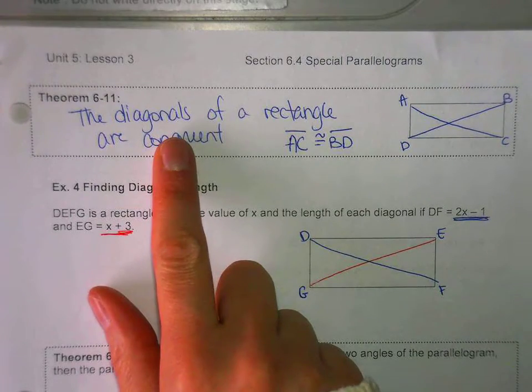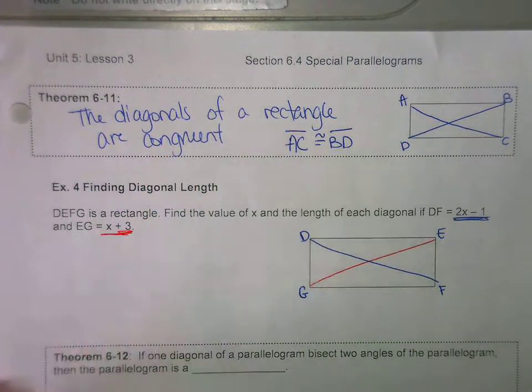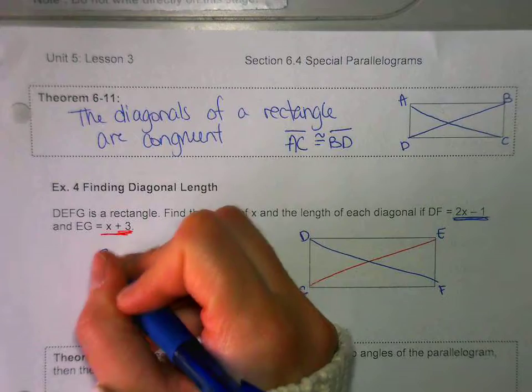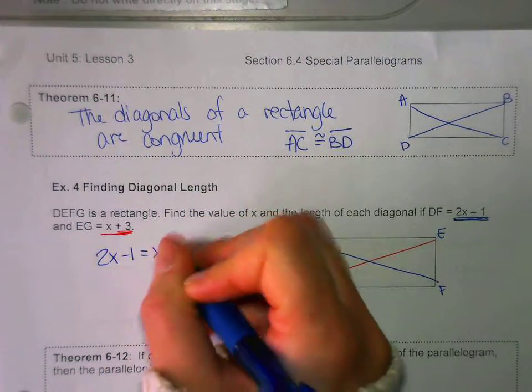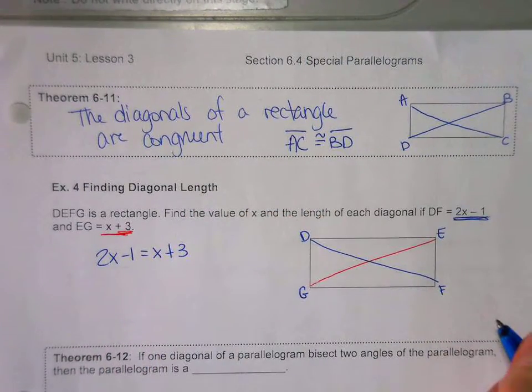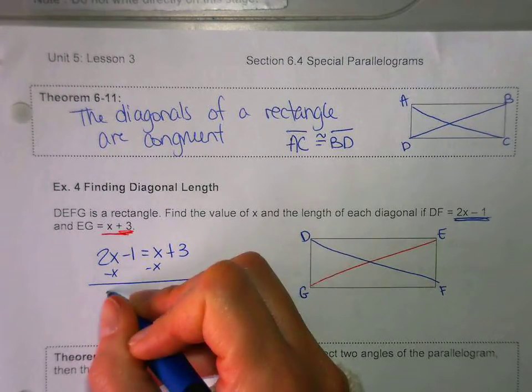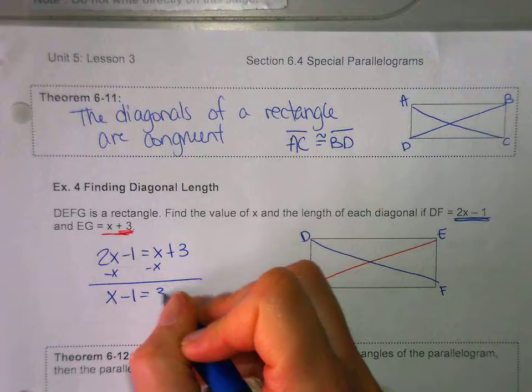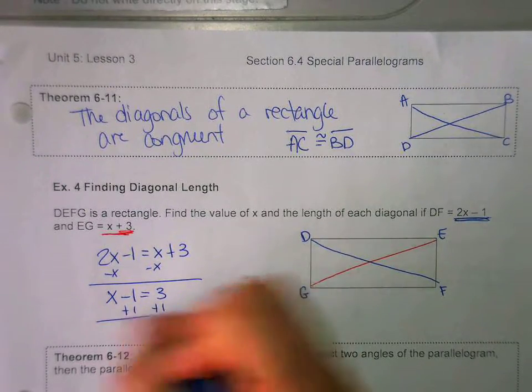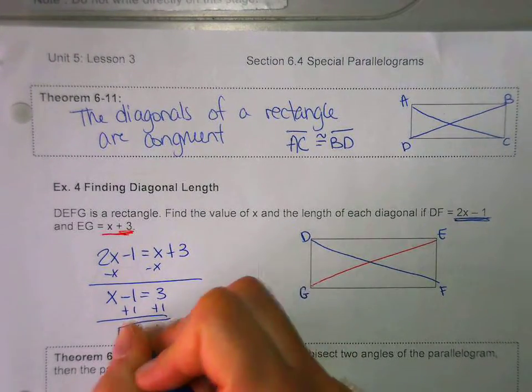Well, it says here that in a rectangle our diagonals are congruent. So that means 2x minus 1 has to equal x plus 3. If I subtract x from both sides, I'm left with x minus 1 equals 3. Add 1 to both sides, x equals 4.